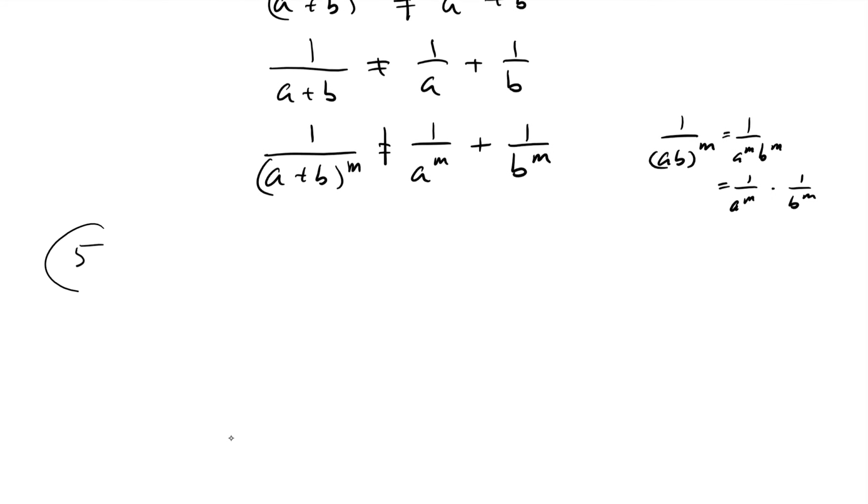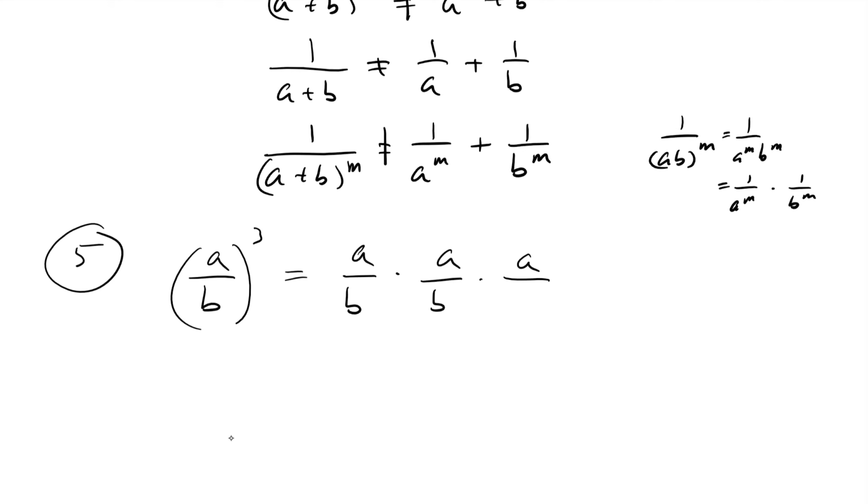Rule number 5. If I've got A over B, all that raised to the 3. Well, what is this? According to our definition, it's A over B multiplied 3 times by itself. Above, I have 3 copies of A, below 3 copies of B. So I can see that even in this case, I can distribute the 3. It also works if I have a negative power.